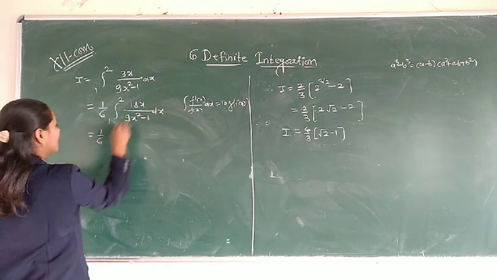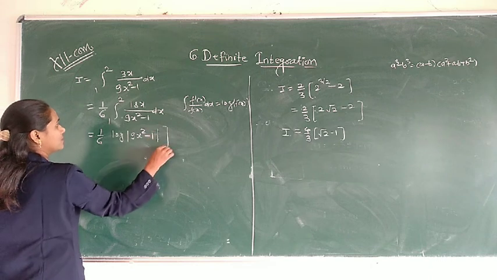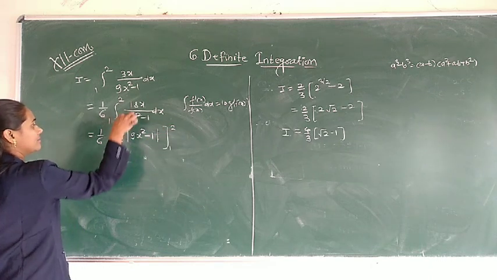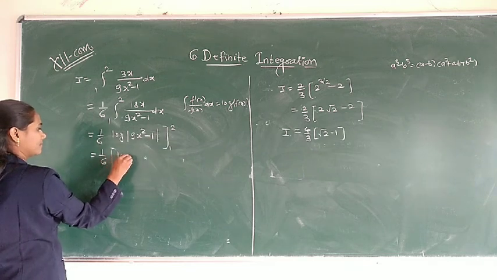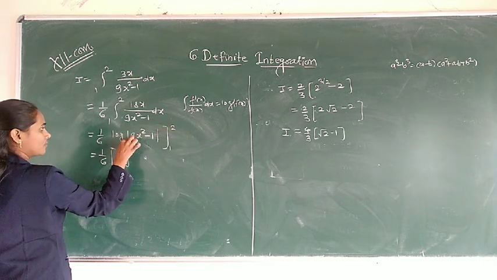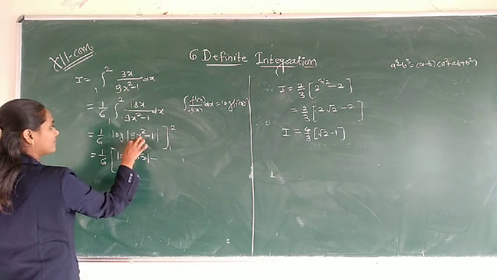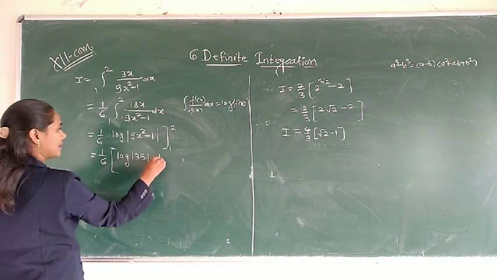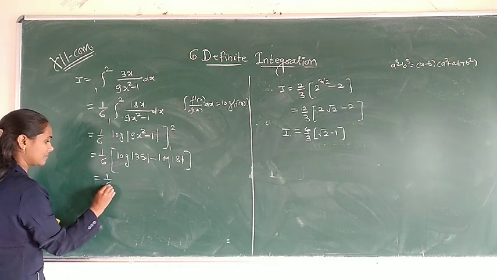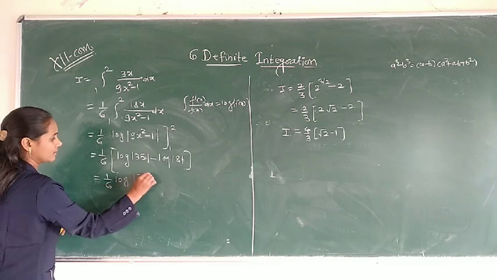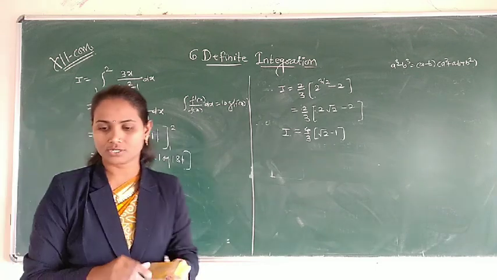Now by using this formula, the answer of our function is log of mod 9x square minus 1. Limits of integration are 1 to 2, since this is the derivative of function. First is upper limit. 2 square is 4. 4 into 9, 36. 36 minus 1, 35. Minus, if you take 1 square is 1. 9 minus 1, 8. R is equal to 1 by 6 into log of 35 divided by 8. Answer of our question number 10.